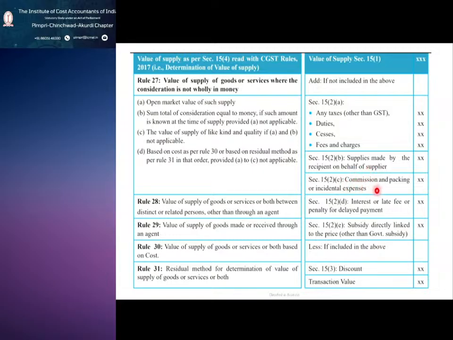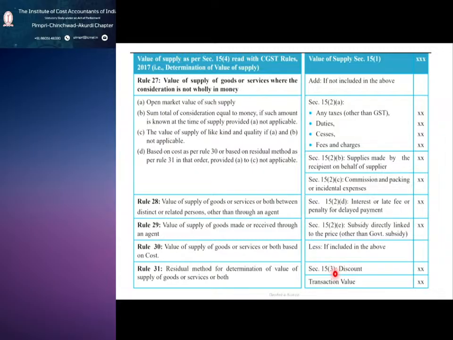C, any commission and packing charges or incidental expenses. D is interest or late fee or penalty for delayed payment. And E is subsidy directly linked to the price, other than government subsidy. And less, if not included in the above, any discount.